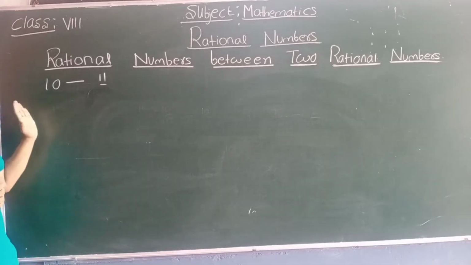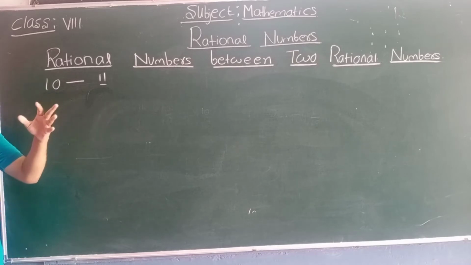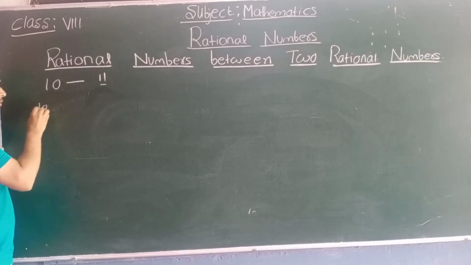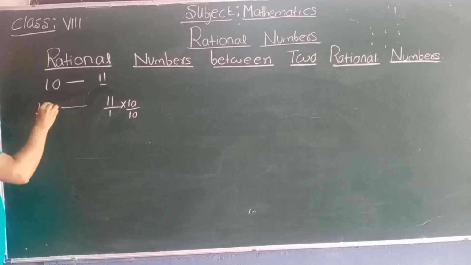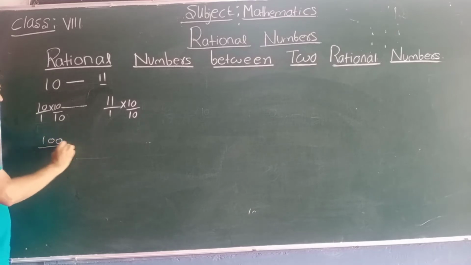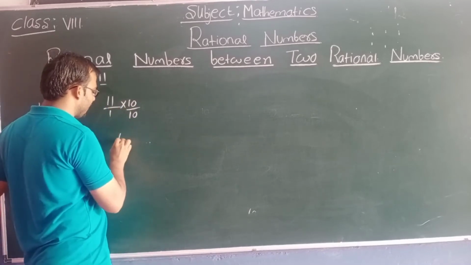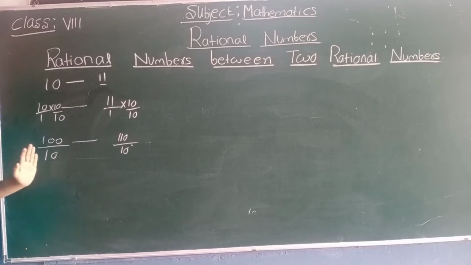Students, if I ask you to write the rational numbers between 10 and 11, then how will you write? Again the same procedure. As I told you, you need not always multiply by 10. You can multiply by any number, 5, 6, 7, 8, 9, anything. Here also I'm multiplying by 10 by 10. So 10 tens are 100, and 1 ten is 10. And 11 tens are 110, and 1 ten is 10. So now we are writing the rational numbers between 10 and 11.